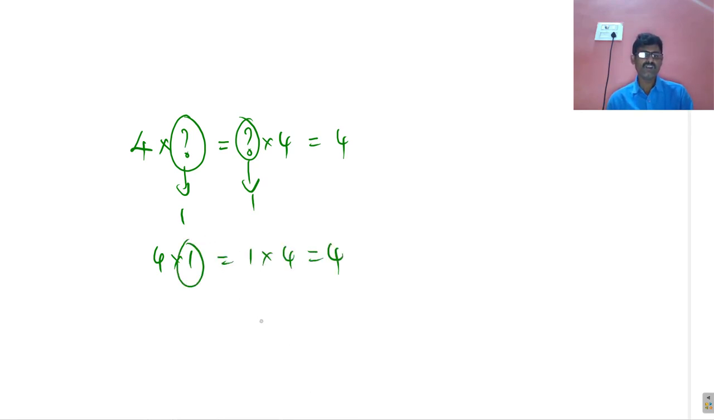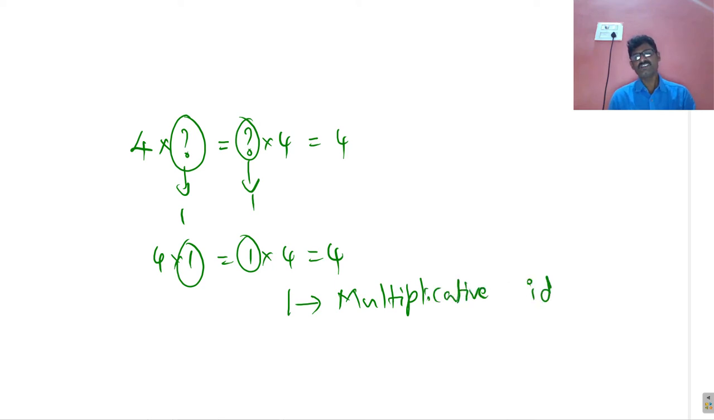So here this 1 is called the multiplicative identity. Now let us go to inverse. Here in inverse also, if we take the addition operation, let us take as an example 4 plus how much is equal to the additive identity 0.